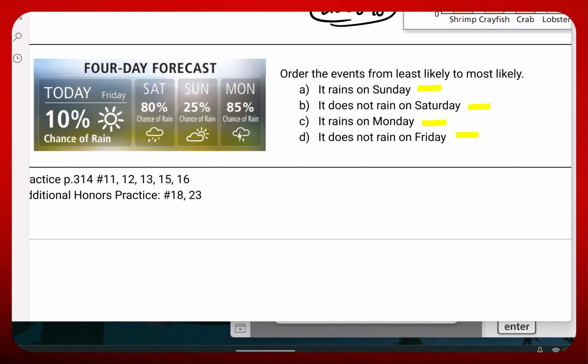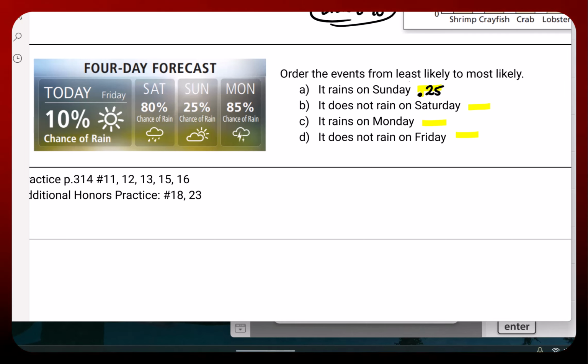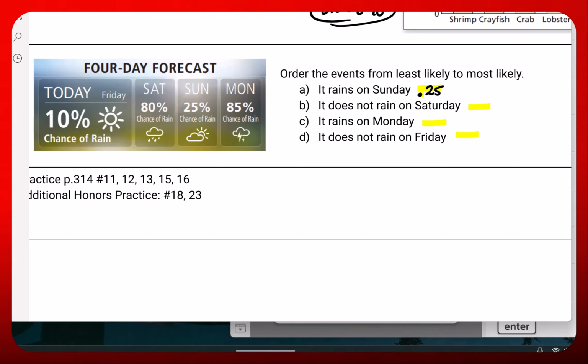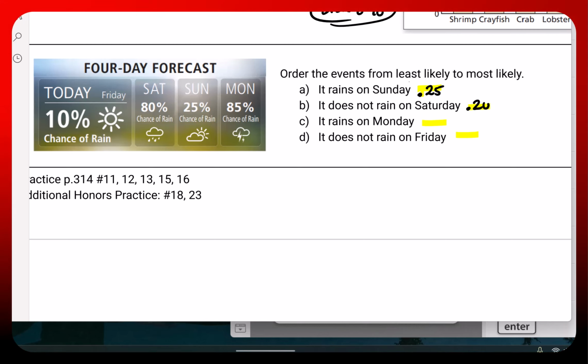Okay, it rains on Sunday. That is 0.25. Okay, it does not rain on Saturday. That's 20%. Didn't we just find the complement, didn't we? That was from yesterday. That's the complement. It rains on Monday. That's 0.85. It does not rain on Friday. Today is Friday, apparently. So that would be the complement. So that would be 90%.